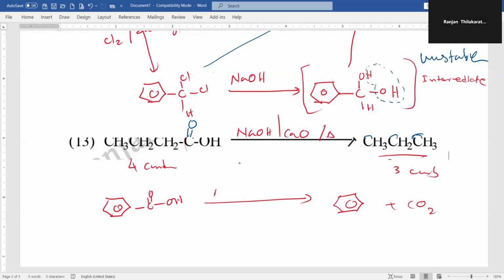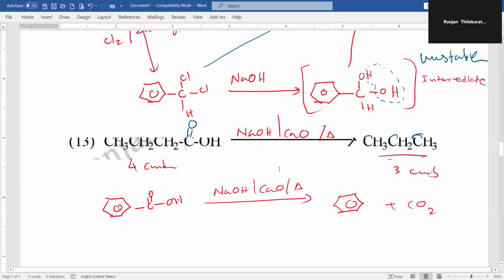So you can add sodium or potassium hydroxide with the calcium oxide and then heat, then you will get this one. Right? It's also called the soda lime method. By adding soda lime and heating, it will give us such a product.